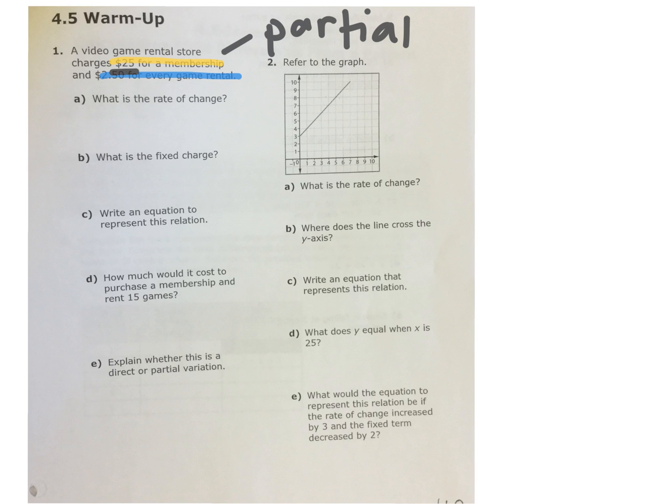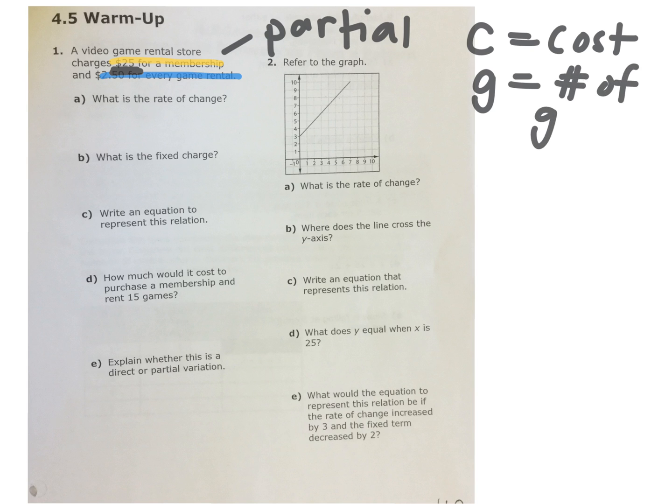Because we know there's an initial membership fee of $25, and then you have to pay $2.50 every time you rent a game. So just to join the rental store, you pay $25. So what would be an equation that would represent how you would calculate the cost? I want you guys to think about this. We're going to come up with an equation that uses C for cost, and we'll say G for number of games, for each number of game rentals.